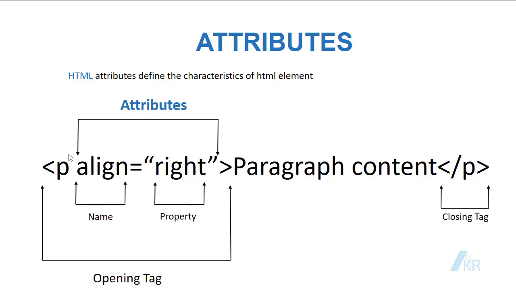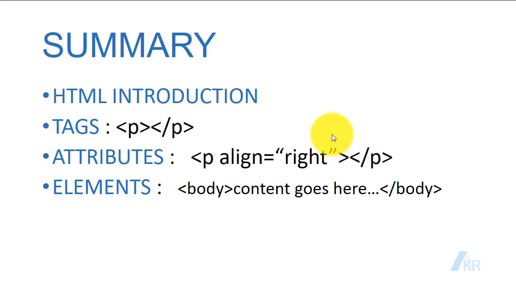Of course there is a rule about attributes. You can only assign an attribute in an opening tag, okay? And you can see it has two values, the name of the attribute and the property of the attribute. And there is another rule, you must assign the property in between two quotation marks, okay? And this is the total syntax for an attribute, and what this attribute does, it will align this text on the right side of the page.